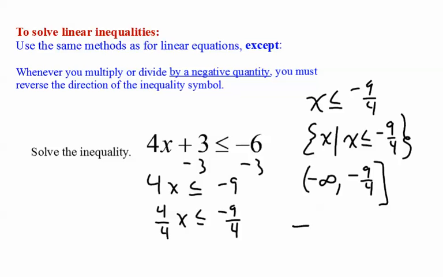And then you could actually graph it. That's a common thing to do, is to graph it. Now you could graph it like here's negative 9 fourths, and you can put a solid dot like that and go this way. Some people do a bracket and go that way. Either one is going to work. It doesn't make a difference.